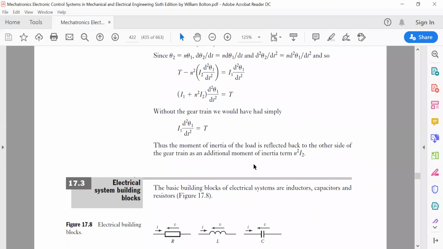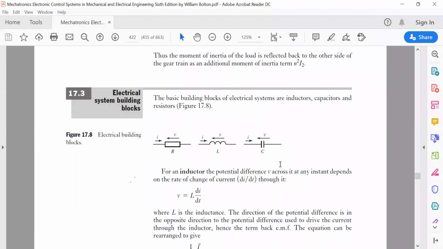Okay. So only 11 students have joined out of a class of 40.